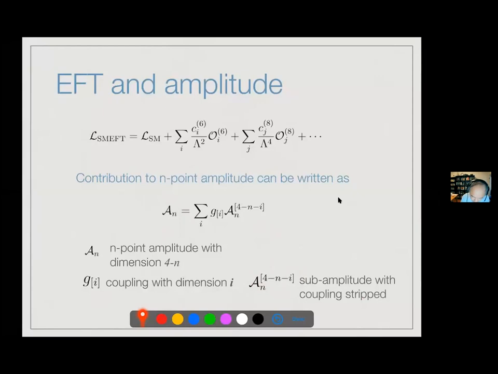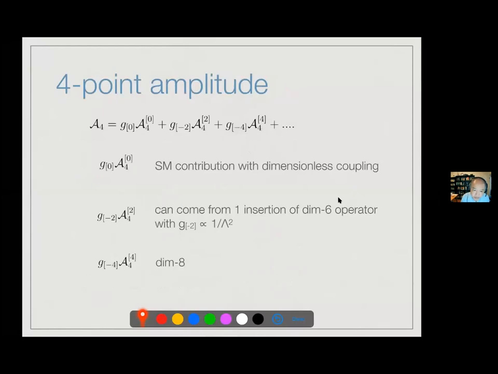All right, so now let's focus in particular on the 4-point amplitude. Let's think about which terms in the Lagrangian can contribute to this amplitude. The first term is G0 A0, which is the standard model contribution with a dimensionless coupling G0. And the second term can be viewed as coming from one insertion of a dimension six operator, because a dimension six operator comes with a coupling of dimension one over lambda squared. Similarly, the next term can be viewed as coming from a dimension eight operator.